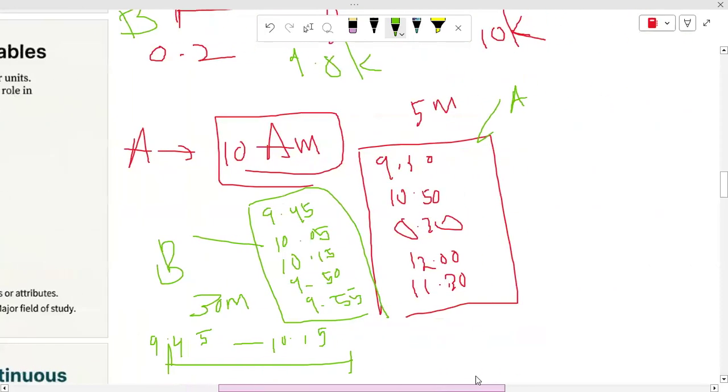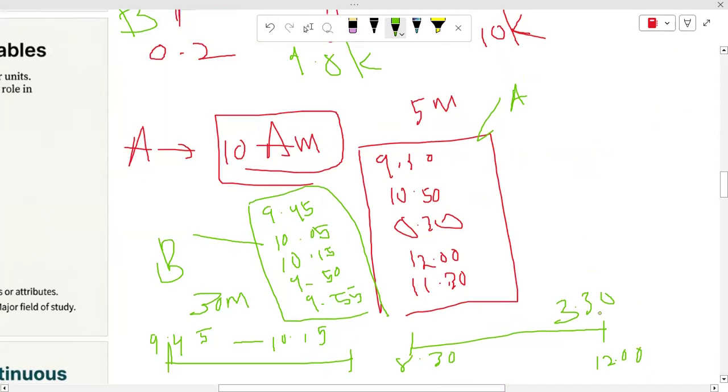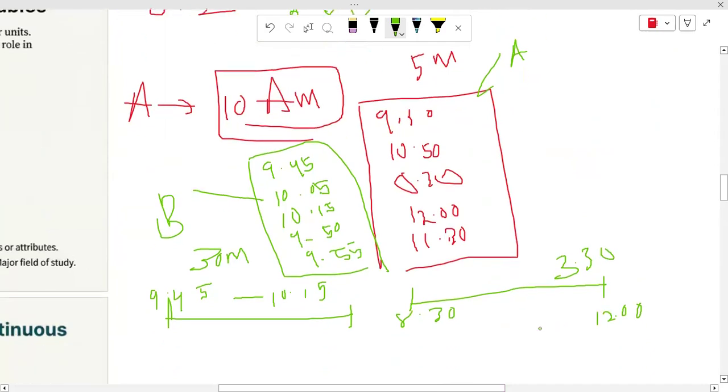When we look at Mr. A, what's the range? Sometimes he comes too early, 8:30. Sometimes he comes too late. How many hours? 3:30, the range. Then can you tell me who is more reliable, A or B? B.